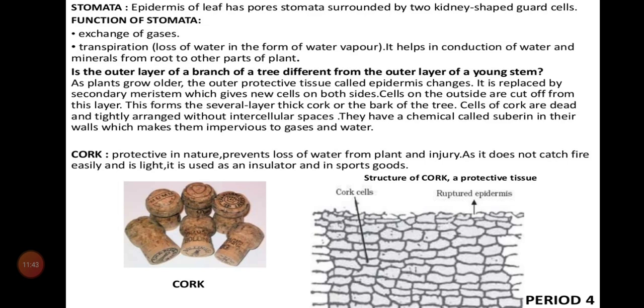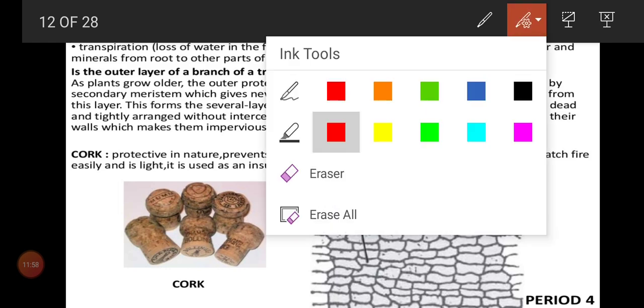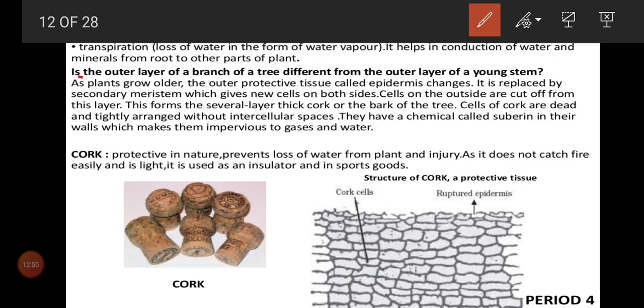Now we have learned about the epidermis in root and the epidermis in leaf. So what about the epidermis in the stem? That also we need to learn. So we'll learn that. That is the third point. Is the outer layer of a branch of a tree different from the outer layer of the young stem? Yes, the outer layer of the branch of a tree differs from the outer layer of the young stem.